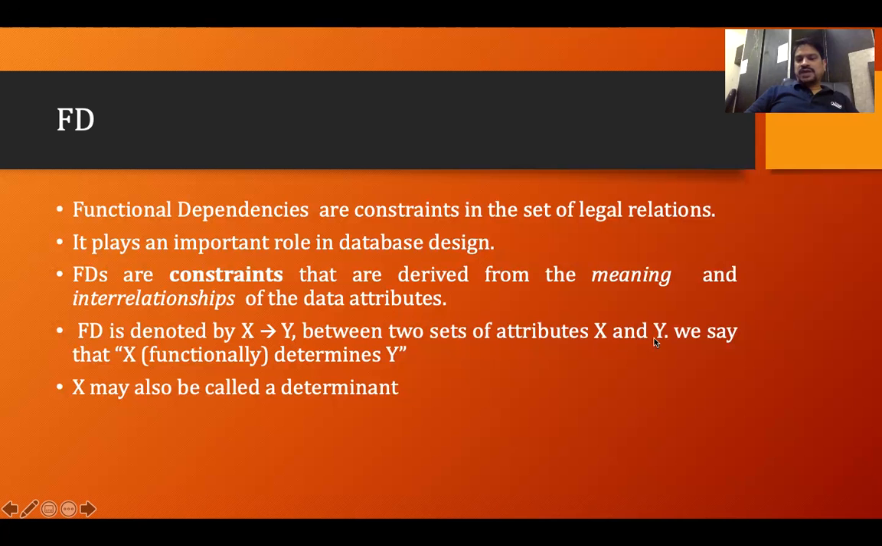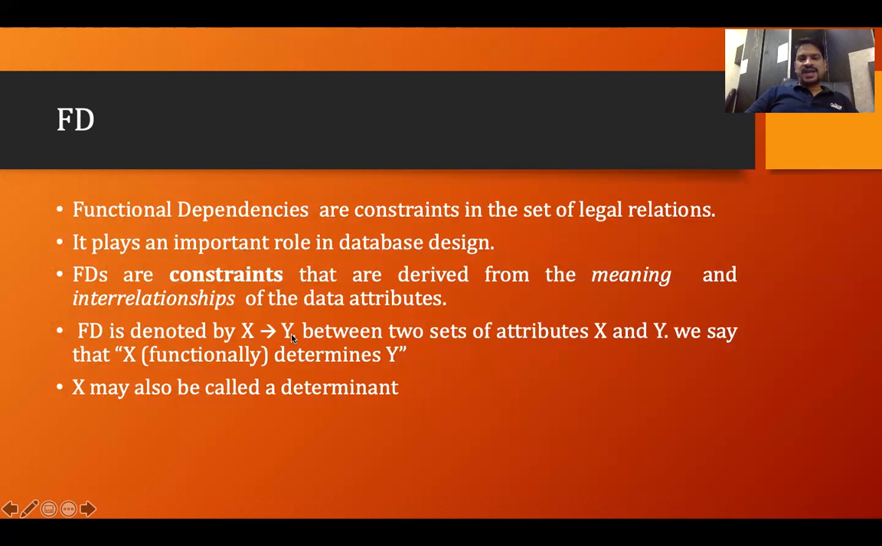Between two sets of attributes X and Y. If we have X as an attribute and Y as an attribute, you can take either one attribute or a set of attributes. So X may be one attribute or a set of attributes, and Y is also one attribute or a set of attributes. And if we write X functionally determines Y, then X and Y are sets of attributes, and we can say that X functionally determines Y, or X determines Y.